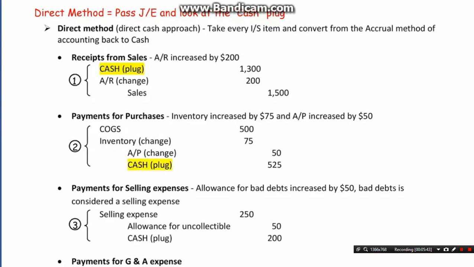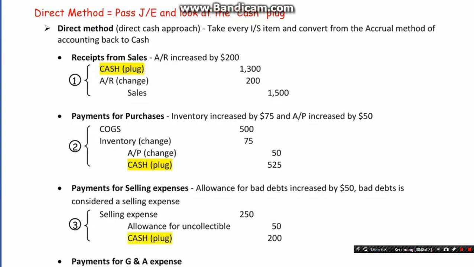Third journal entry, you got payments for selling expenses. Selling expense on the income statement, that was $250. But allowance for uncollectible on the balance sheet, even that increased by $50. So the cash outflow from selling expense, that was $200. So highlight cash, and that's your plug here.